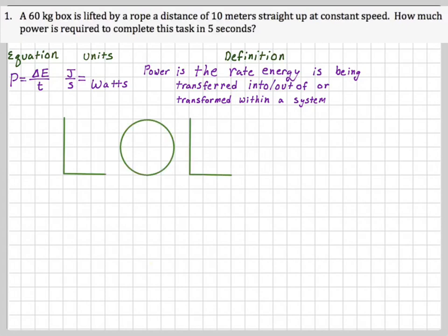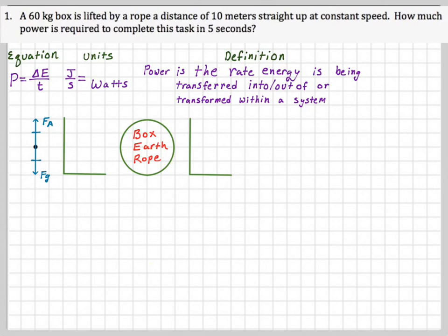Whenever we've got an energy problem, I always recommend that you quickly sketch out your LOL diagram, which means we've got to start by setting our system. In this case, I am going to try and put all of my energy in the system so that we can practice the transformation scenario for power. So I'm going to put the box, the earth, and the rope all in my system. The next thing that's good to do is to draw a free body diagram.